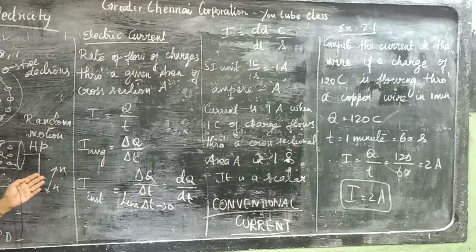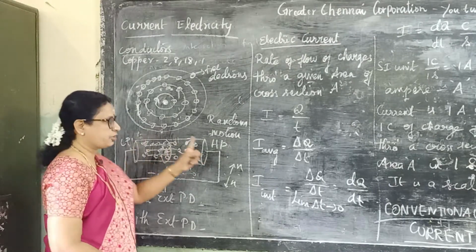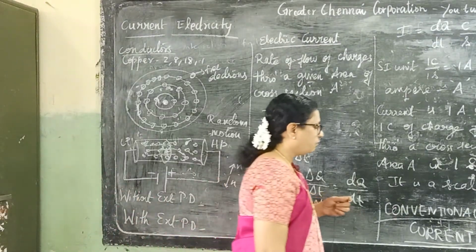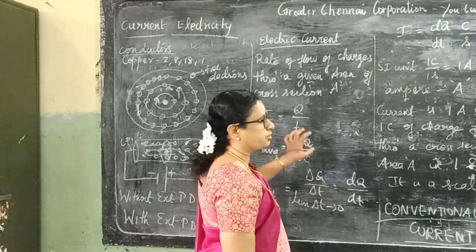Now, conventional current is nothing but the path taken by a unit positive test charge, which will always move from higher potential to lower potential. So we must always remember that the direction of conventional current is opposite to the direction of the flow of electrons. Conventional current always flows from higher potential to lower potential, but electrons will always flow from lower potential to higher potential. Now, based on the formula we learned today, current is nothing but charge by time.